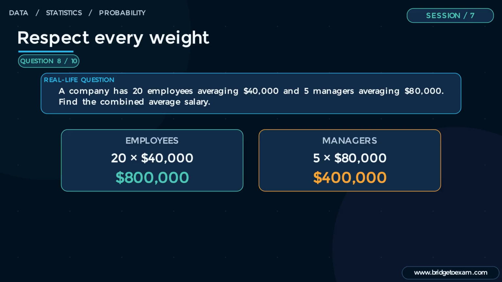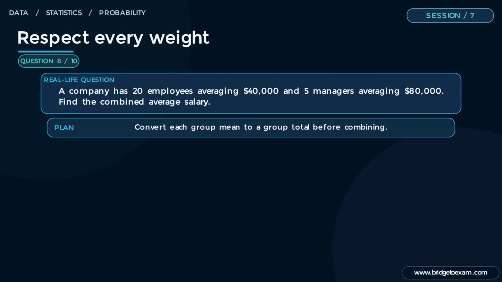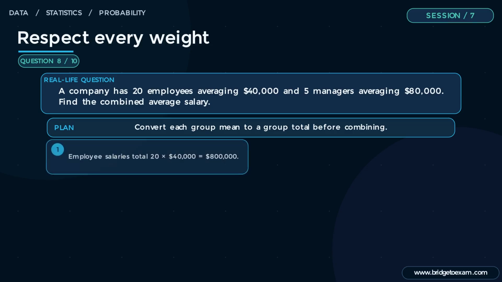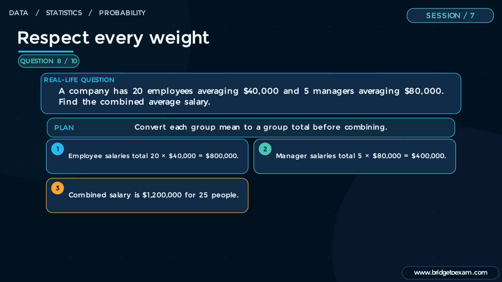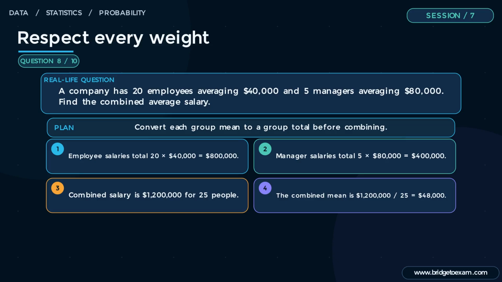The comparison places both cases on the same scale. Plan. Convert each group mean to a group total before combining. Step 1. Employee salaries total 20 times $40,000 equals $800,000. Step 2. Manager salaries total 5 times $80,000 equals $400,000. Step 3. Combined salary is $1,200,000 for 25 people. Step 4. The combined mean is $1,200,000 divided by 25 equals $48,000.